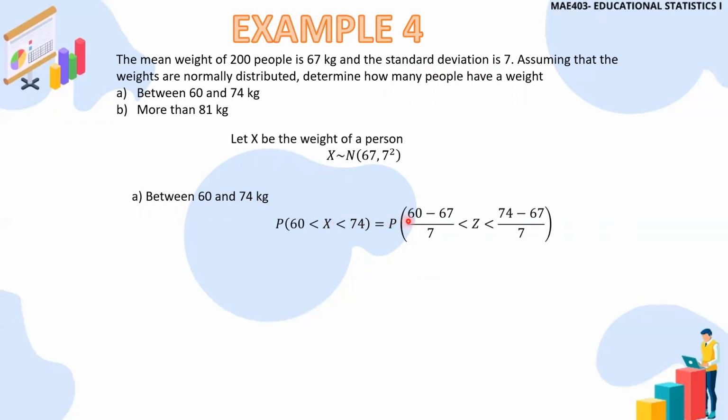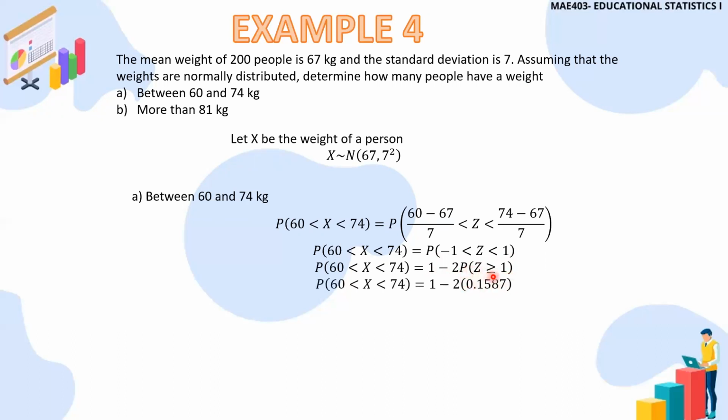All right, so approximate to the standard normal distribution. 60 minus mean 67 divided by standard deviation 7, and 74 minus 67 divided by 7. Then you will get the probability of negative 1 to 1. So in order to find the area under the curve from negative 1 to 1, it is 1 minus 2 multiplied by the probability of Z greater than or equal to 1. From the normal table, you will get the probability of Z greater than or equal to 1 is 0.1587. Then the probability of people whose weight is from 60 to 74 is 0.6826.